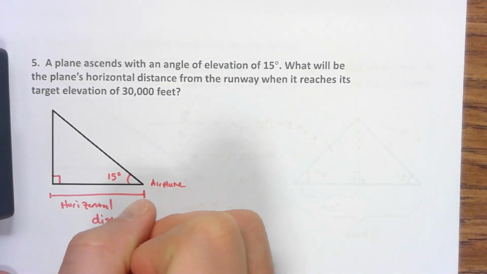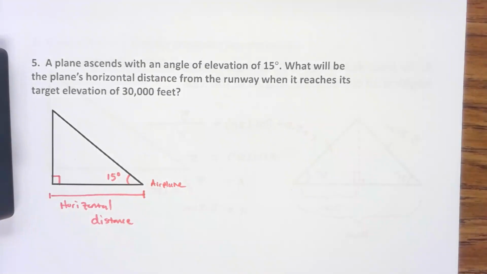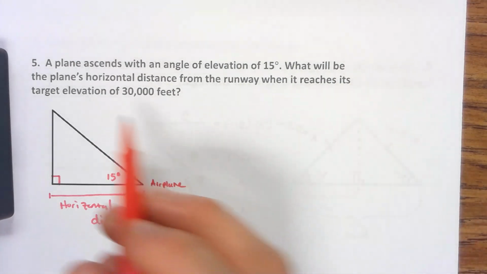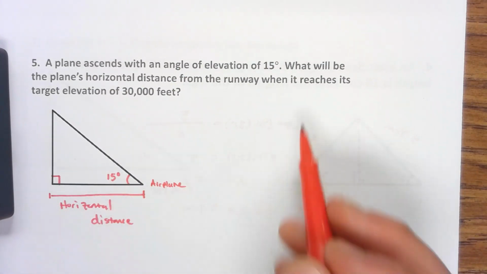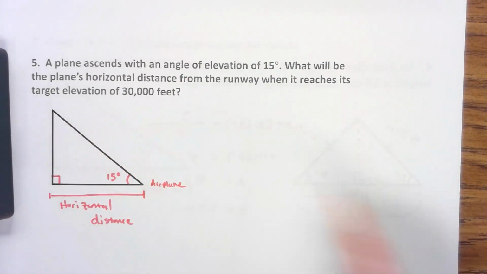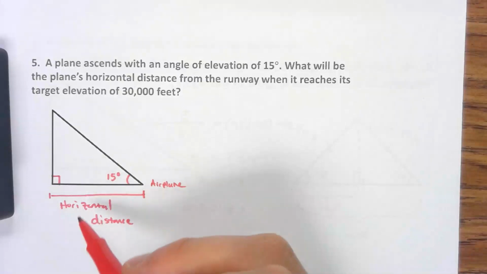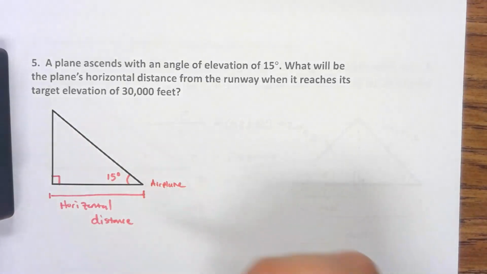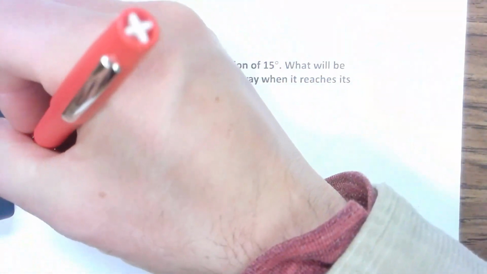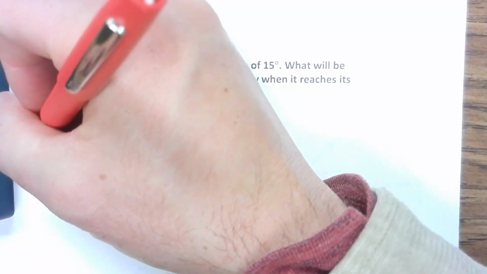When working with these, being specific with the drawing and labeling really helps us figure out what we're solving for and then what trig function we're going to need to do that. So we're trying to figure out the horizontal distance, this leg here, when it reaches its target elevation of 30,000 feet. Well, elevation is going to be that vertical distance. So this plane has now traveled 30,000 feet up.